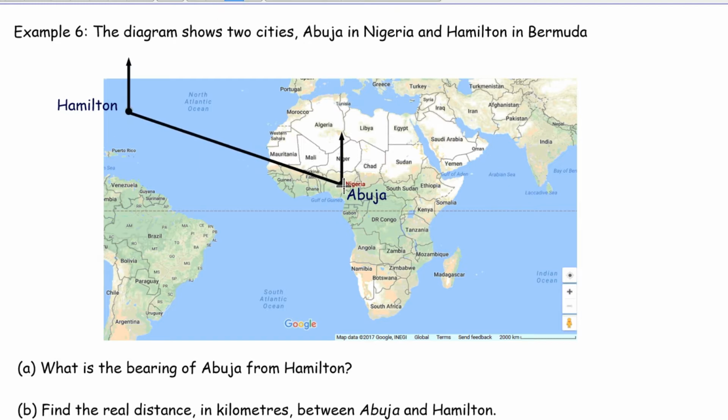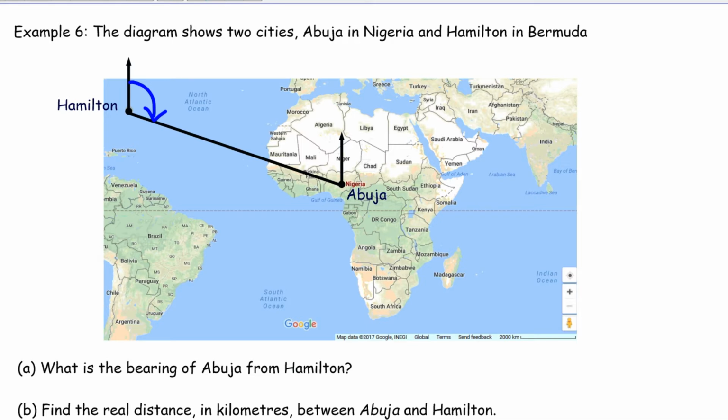Okay, done. The next step is, remember, you are standing at Hamilton facing north. What angle do you have to turn clockwise for you to face Abuja? And that angle will be given here. So this is the angle that you have to turn clockwise before you can face Abuja.